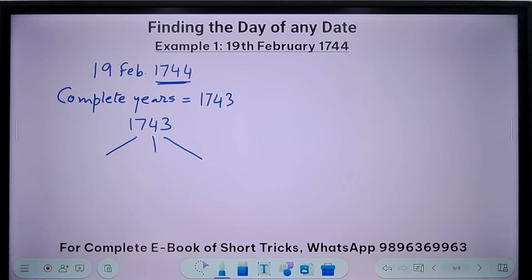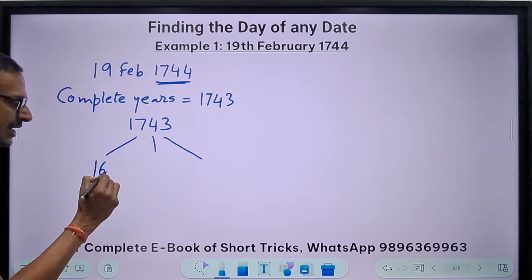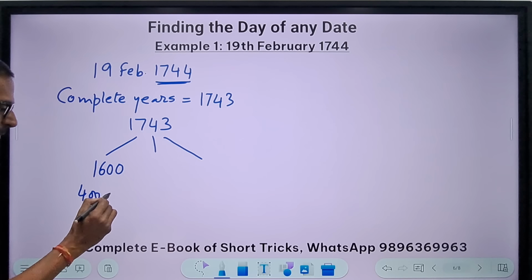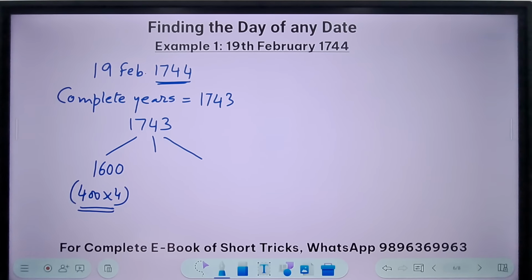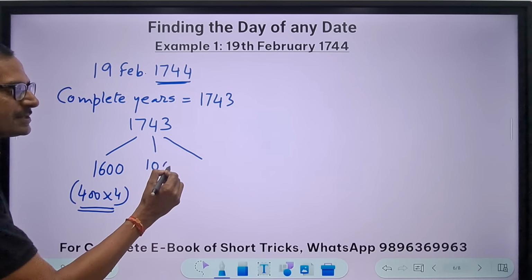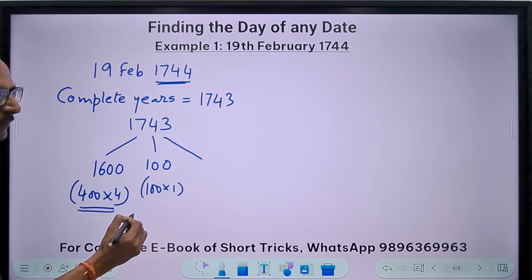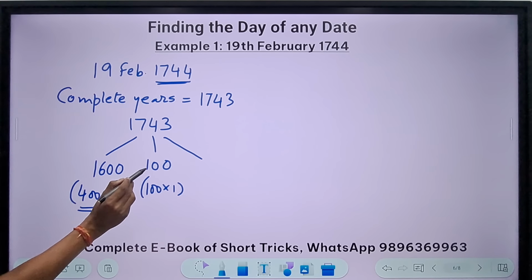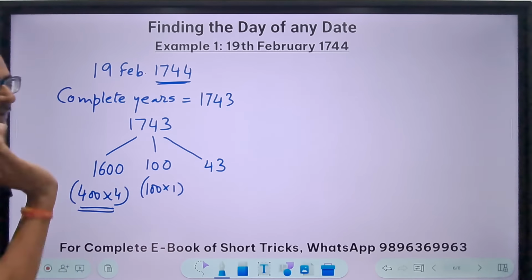First, number of multiples of 400. So 400, 800, 1200, 1600. 1600, that is 400 times 4. So how many multiples of 400 are there? Just separate that out. And then how many centuries? Like beyond 1600 up to 1700 also it is complete, right? So another 100 years. So 1700. These are 100 into 1 time. If it was 1843, it would have been 200. So 100 into 2. And then the remaining number of years, that is 43.